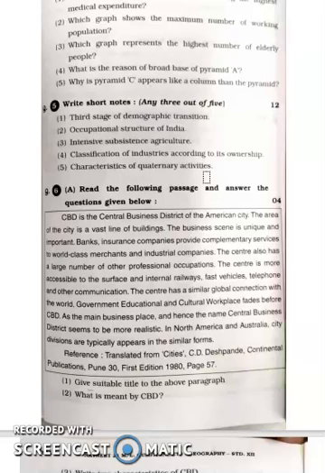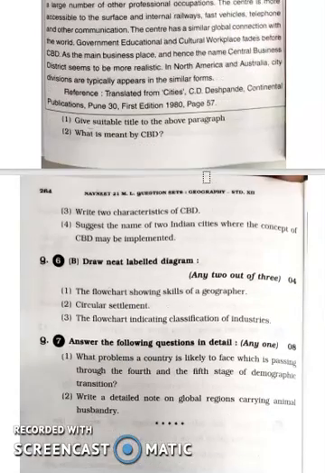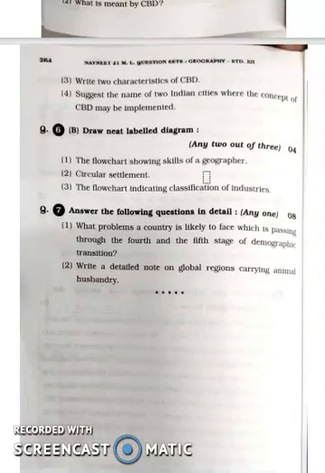Next is read the following passage. The passage is given to you and you have 4 questions on it, so you need to read the passage carefully and answer these questions, okay. After that you have the next question, that is draw a neat labeled diagram. Here you have total 3 topics, out of that you have to draw 2 out of 3, 2 marks for each. So these are the diagrams which you need to draw. A proper diagram with proper labels will carry full marks.